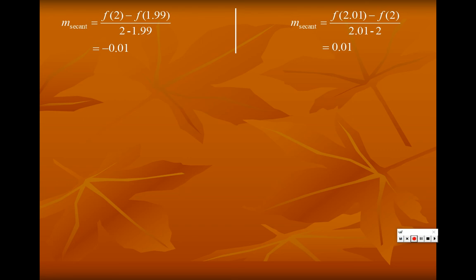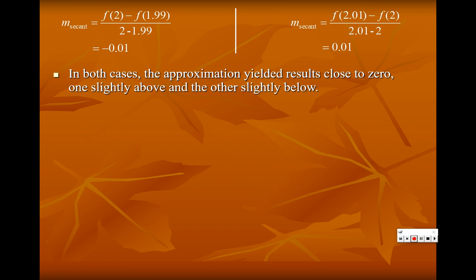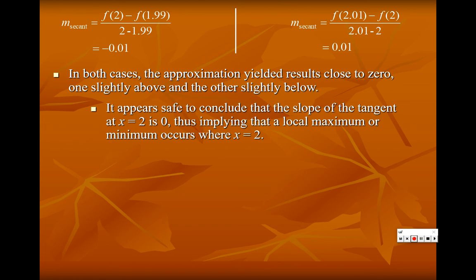Technically, there's two things that should happen. Negative to positive, and all the numbers should be close to 0. We should be right in around a 0 slope somewhere. In both cases, the approximation yielded results close to 0, one slightly above and one slightly below. It appears safe to conclude the slope of the tangent at x equals 2 is 0.